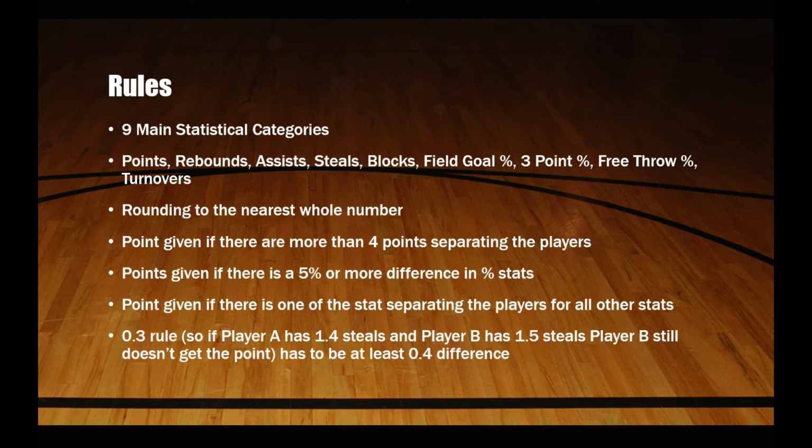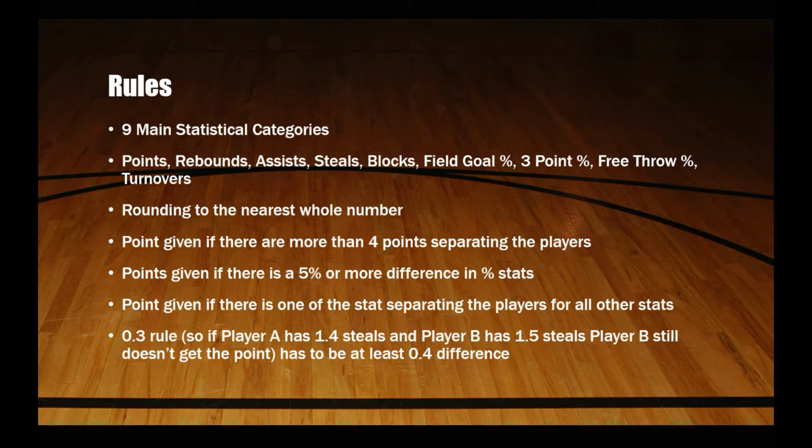So in terms of points, if there are more than 4 points separating the players after rounding, I give the point to the player who wins because 4 points is 2 possessions. In the percentage categories, so field goal percentage, 3-point percentage, and free throw percentage, I am giving the point to the player if there is more than a 5% difference in statistics, because I don't want to be nitpicky and award you for just having 1% better.